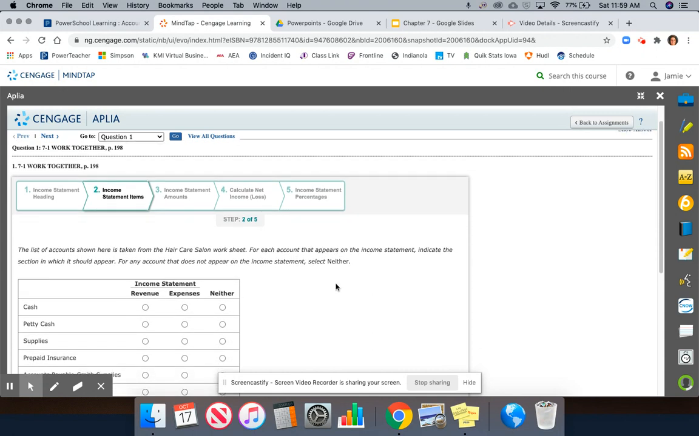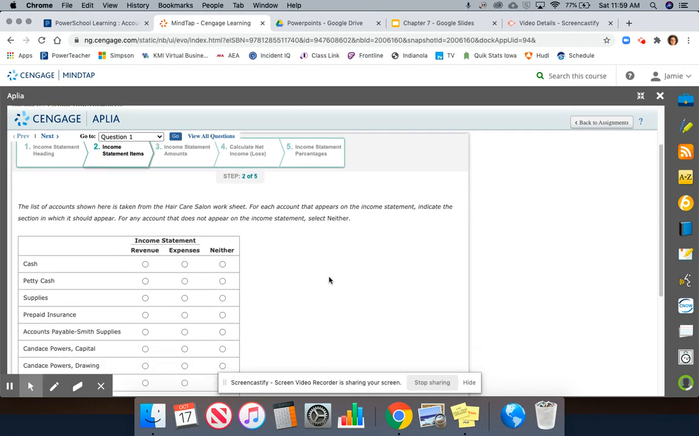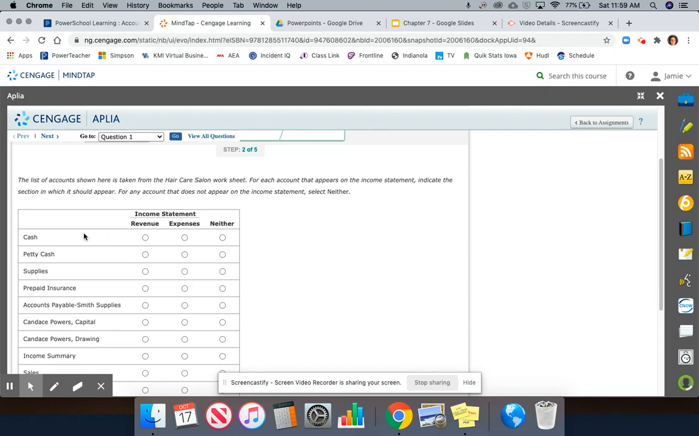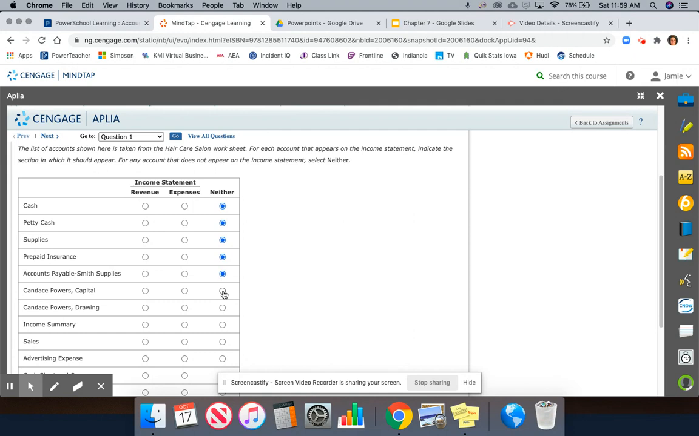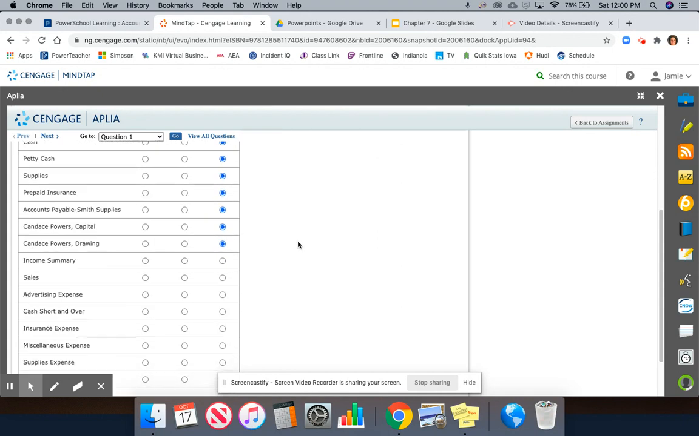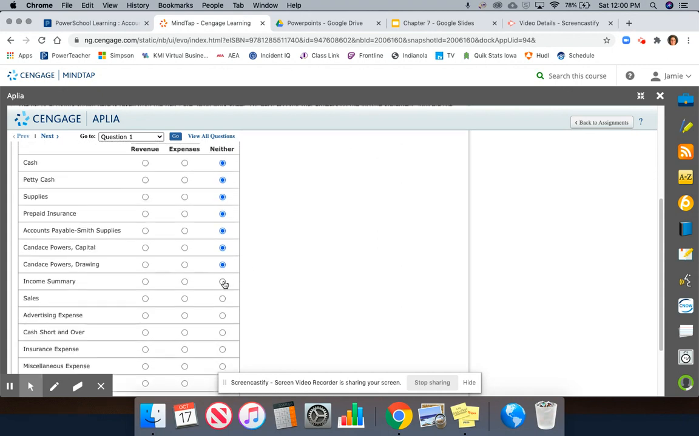Next, we need to determine what accounts go into the income statement. So we have our revenue and expenses that go into the income statement. So I know that cash is an asset, so it's neither a revenue or an expense. So I'm going to do these assets as neither. Liabilities, that's neither a revenue or an expense. Capital and drawing, those are both owner's equities, so neither a revenue or an expense. Income summary, we haven't talked about that yet, so that's neither. It's not a revenue or an expense.